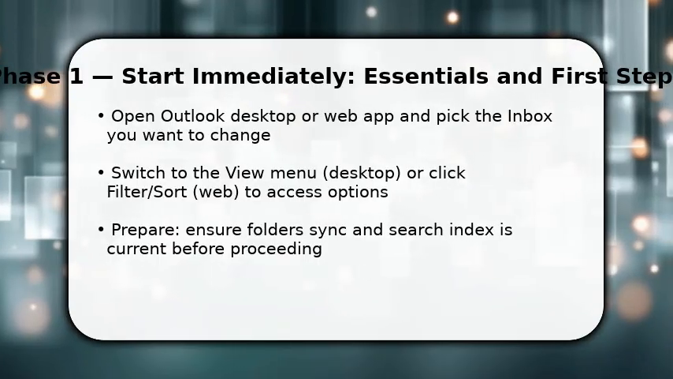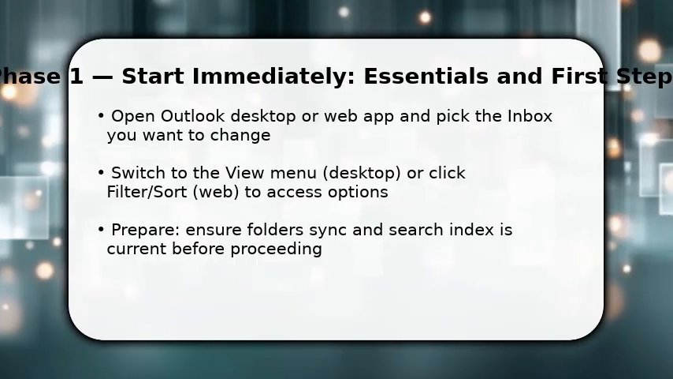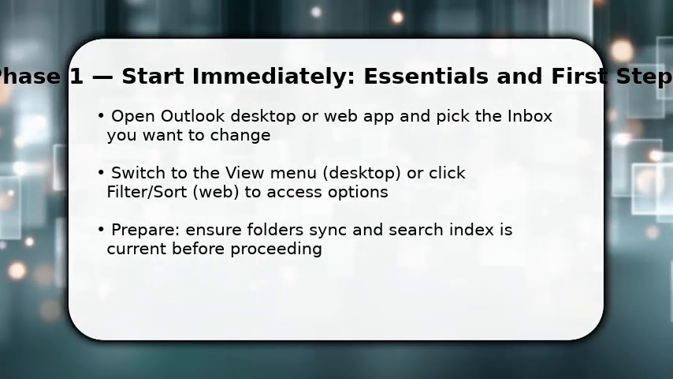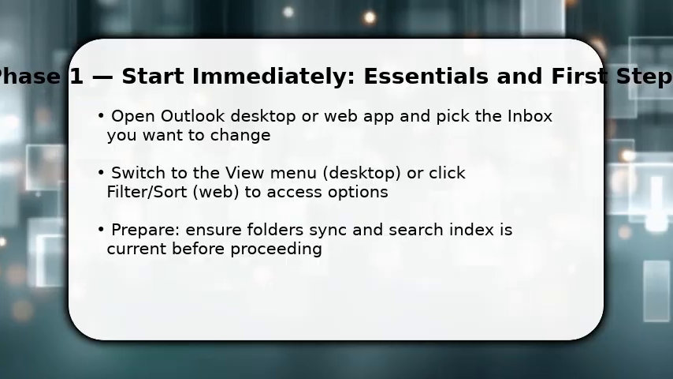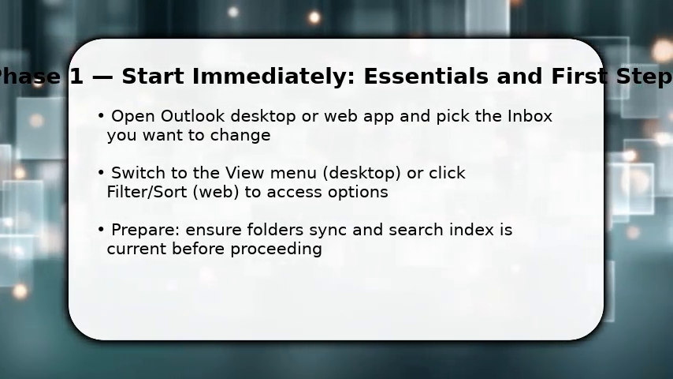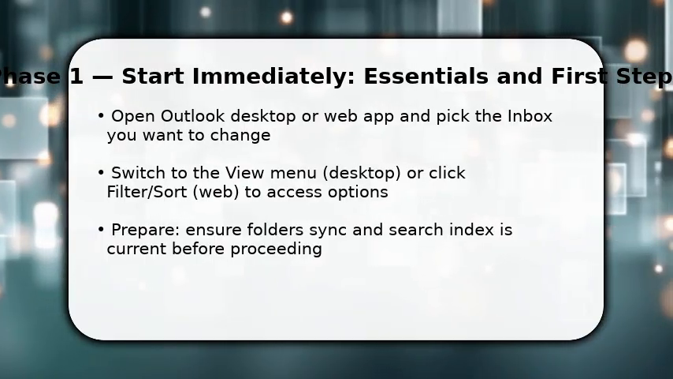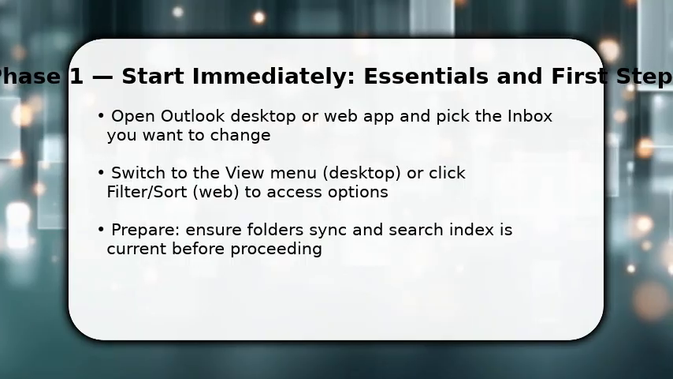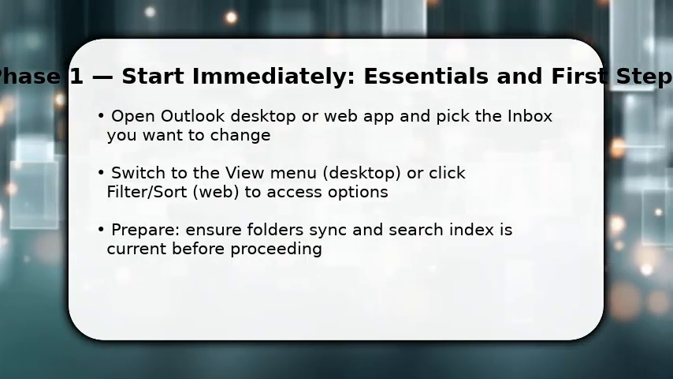You start by opening Outlook and choosing the inbox you want all and unread controls for. Once done, go to the View menu on desktop or click the filter/sort icon in the web app. These controls expose grouping and filtering. You do this because View settings change what messages are visible without moving mail.